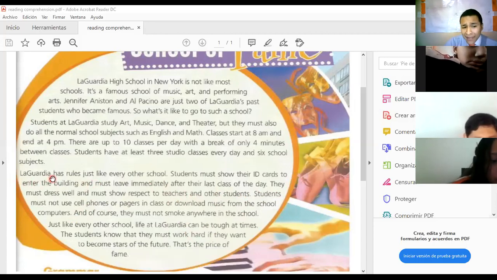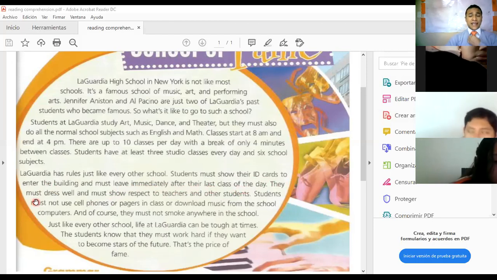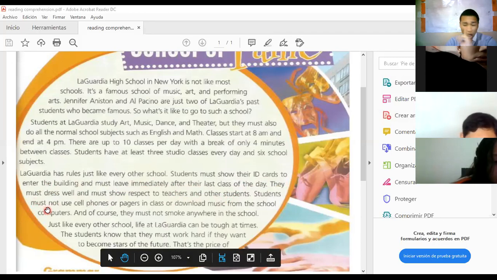LaGuardia has rules just like every other school. Students must show their ID card to enter the building, and must leave immediately after the last class of the day. They must dress well and must show respect to the teachers and other students. Students must not use cell phones or pagers in class or download music from the school computers. And of course, they must not smoke anywhere in the school.